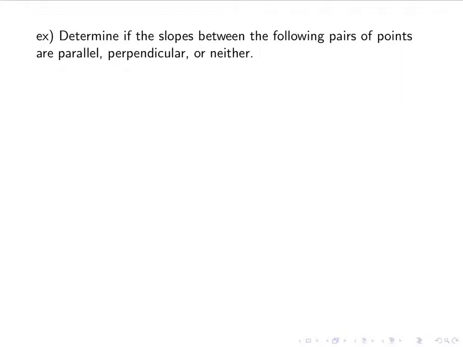So we're going to determine if the slopes between the following pairs of points are parallel, perpendicular, or neither. You're going to be given 4 different points. The first 2 points, (0, 0) and (2, 3), belong to some line, and then the points (-1, 2) and (2, 0) belong to a second line. So we need to figure out the slopes of the lines. Using the formula, m equals y2 minus y1 over x2 minus x1, we find the slopes.